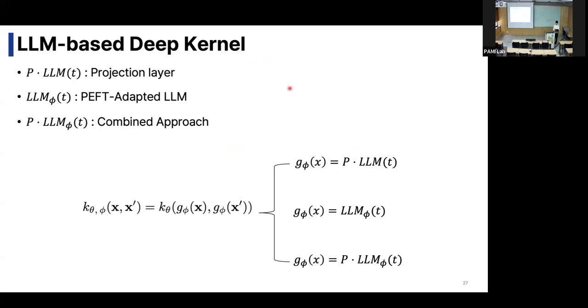There are three main strategies for designing the transformation function. First, using a projection layer on top of the LLM embeddings. Second, fine-tuning the LLM itself using LoRA without adding new layers. Last, a hybrid approach, which combines both the projection layer and LoRA fine-tuning.